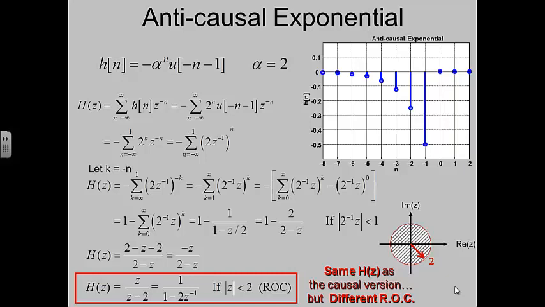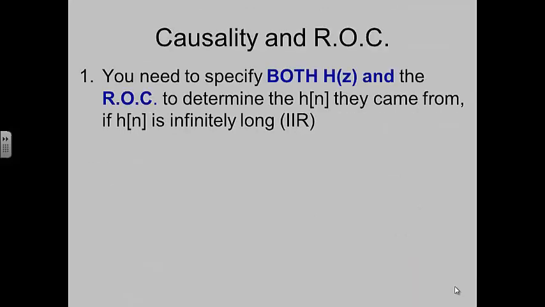That's why we say the region of convergence now matters. Not only does it tell you where it's going to converge, but if you don't know both H of z and the region of convergence, you don't know where they came from. Because two very different sequences have the same transform. One causal, one anti-causal. And so it's imperative to specify both, or you don't really know what your original time function is.